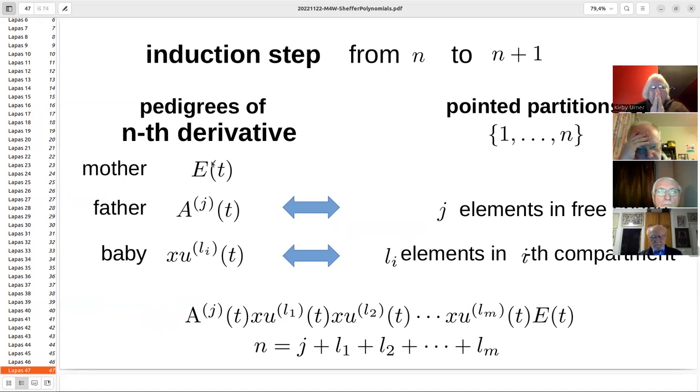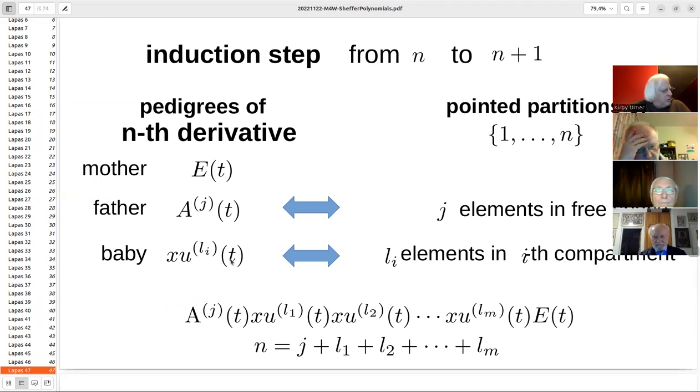This pedigree is like a history. We'll match that with these pointed partitions. So the mother actually doesn't have to match to anything because the mother doesn't really show up. And when you set t equal to 0, e of 0 will just be 1. The mother is always staying the same. Now the father may get differentiated like j times. That'll mean that there's j elements in free space.